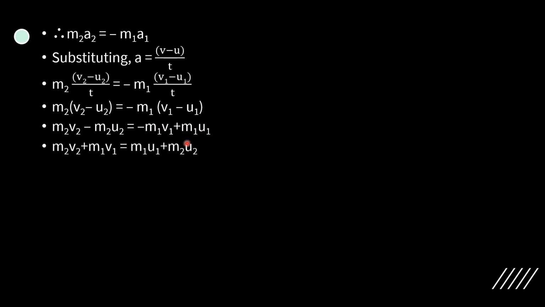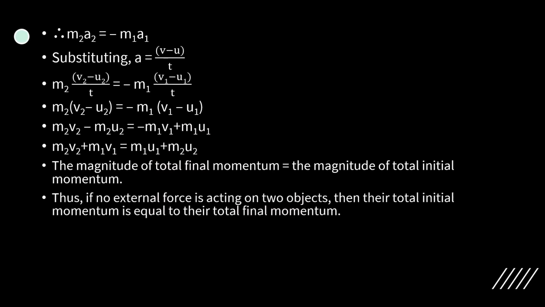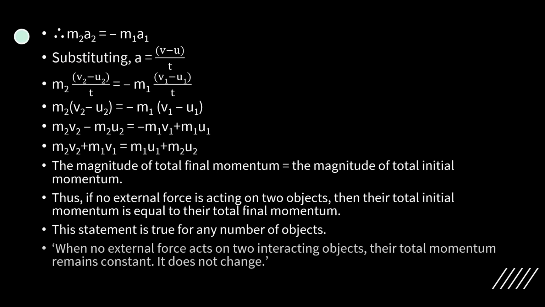So let us take the v on one side and u on the other side. We are rearranging the equation. We will get the magnitude of total final momentum is equal to the magnitude of total initial momentum of both the objects. Is it clear, children? Thus, if no external force is acting on two objects, then their total initial momentum is equal to their total final momentum. This is true for any number of objects.